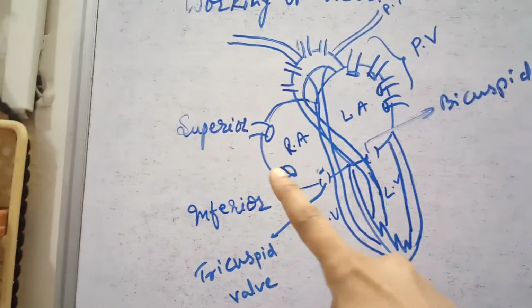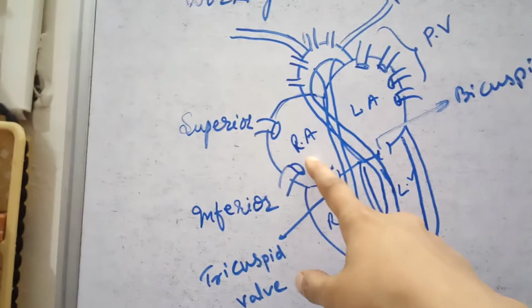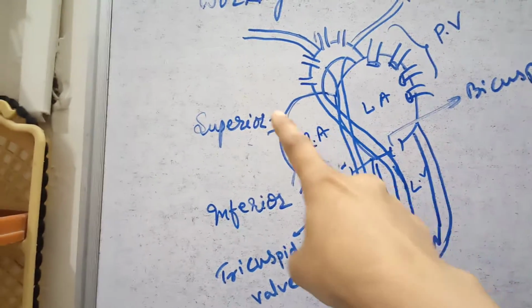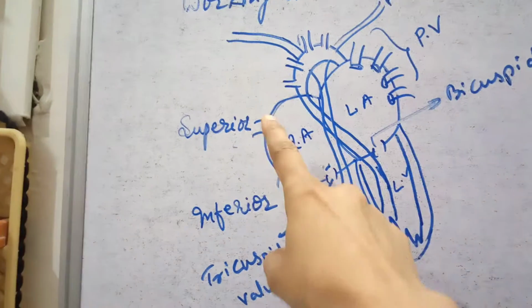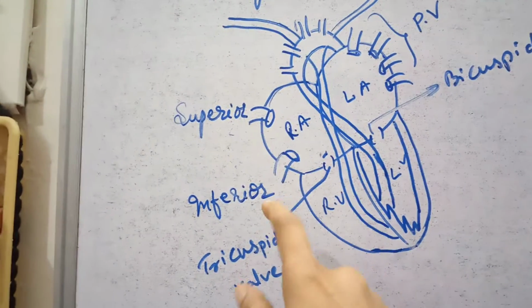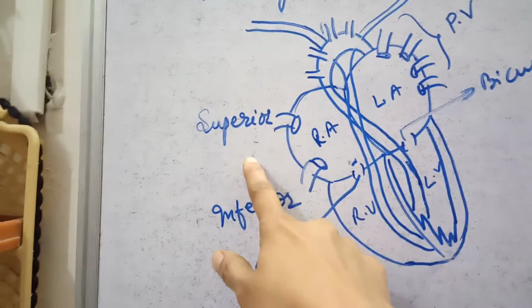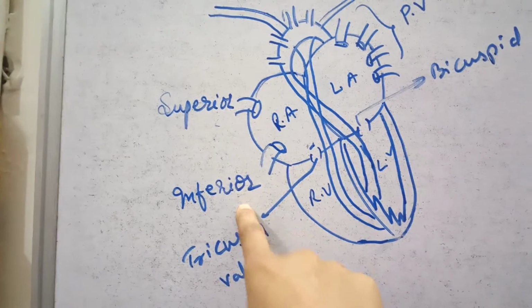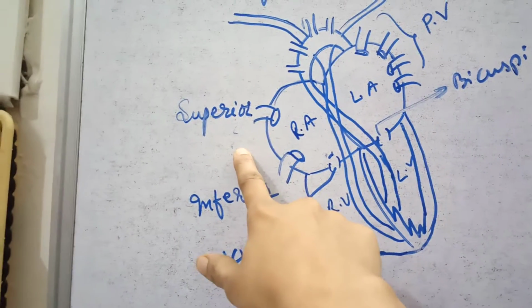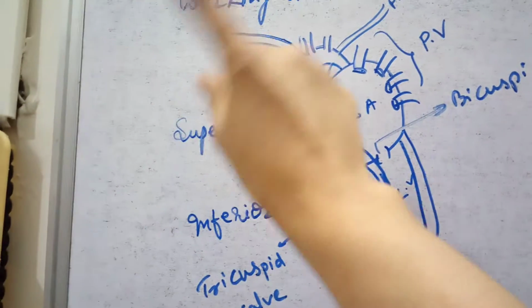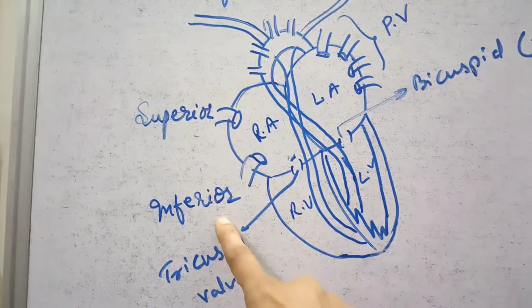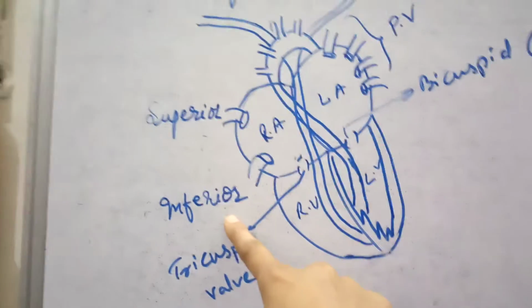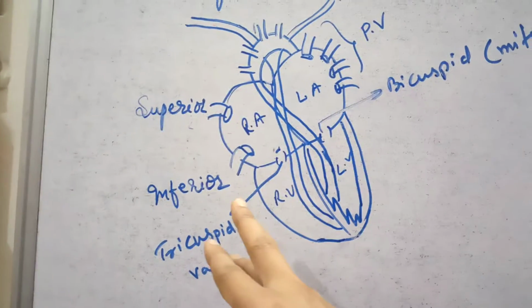Here you can see the right auricle. This right auricle, or atrium, has two inlets, two pipelines. This thick pipeline is called the vena cava. The upper one is the superior vena cava and the lower is the inferior vena cava. The superior vena cava brings the impure blood from the upper part of the body, whereas the inferior vena cava brings the impure blood from the lower part of the body.